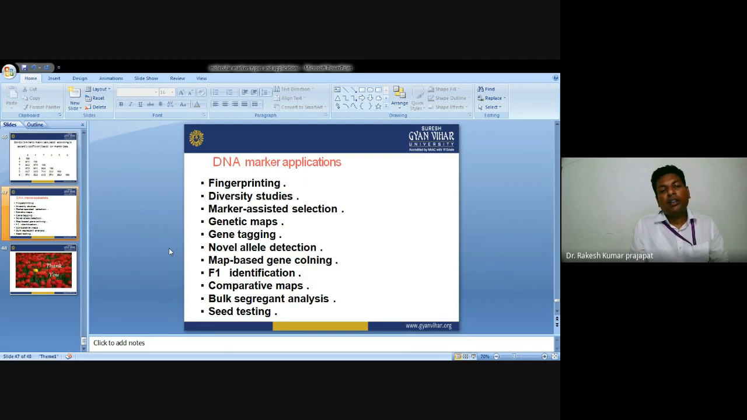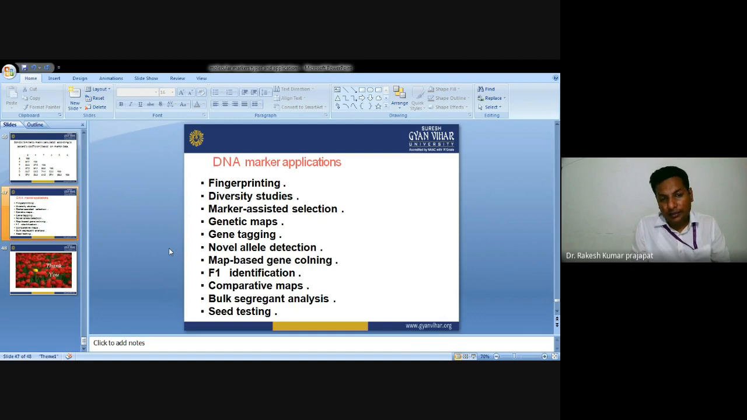Then marker assisted selection, which is obviously based totally on molecular markers, as selection of a particular trait is done with the help of molecular markers. Genetic mapping is also done with the help of molecular markers. Gene tagging is very useful whenever we are isolating a gene from a cell. Novel allele detection, or bioprospecting, is another term; in bioprospecting or novel allele identification, markers are utilized.